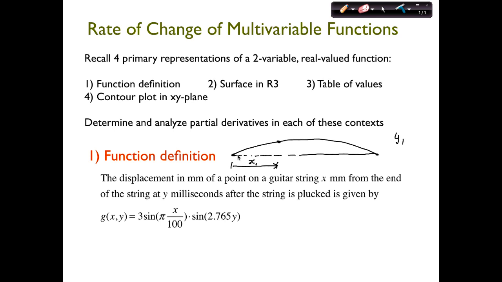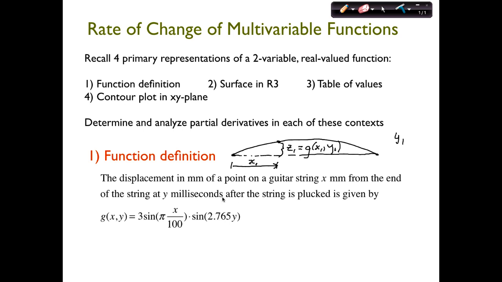So this is like at rest when the string's not vibrating. So then this distance right here, that's z, which is g of x1, y1. Displacement, right? Because it wouldn't necessarily be height, like if it was lying flat this way. So distance away from the original position. Okay, so here's the function formula for that.